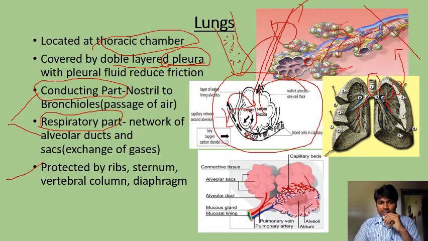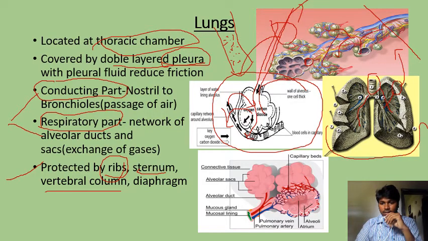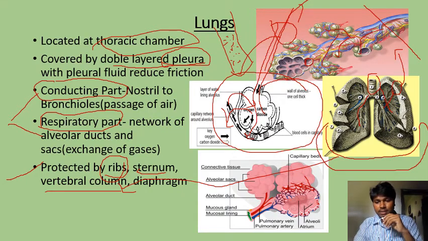Lungs are basically protected by ribs, sternum, vertebral column and diaphragm. I'll tell you where they are located. Ribs are located surrounding the lungs, the sternum is located anteriorly at the front side, and from the back side it is protected by the vertebral column, and downwards below the lungs you can find the diaphragm. So this is the diaphragm, and this diaphragm, ribs and intercostal muscles are useful in the breathing mechanism. Let's see what it is.